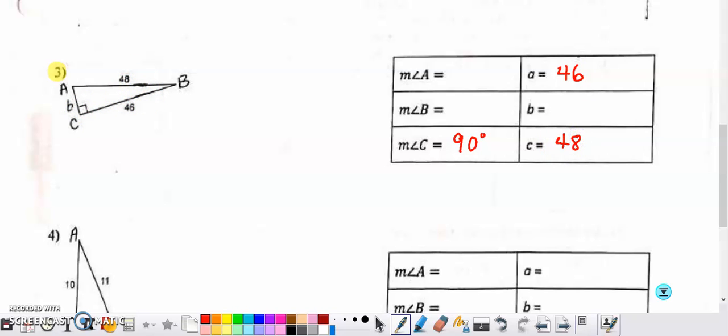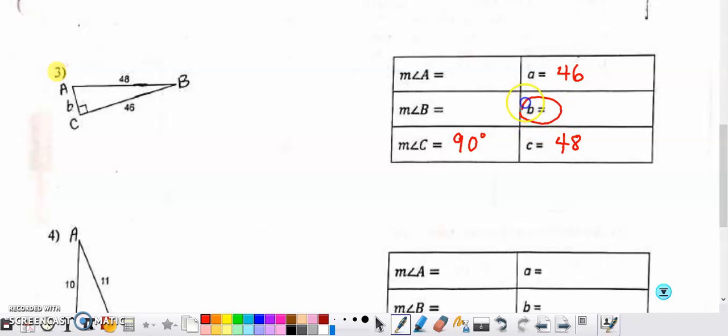And if this were an assessment, you would lose points if you were to put 46 for side B on accident, because side B is what we're trying to solve for. So you want to make sure you do understand how everything is located and where it matches up to the lowercase letters versus the uppercase angles.